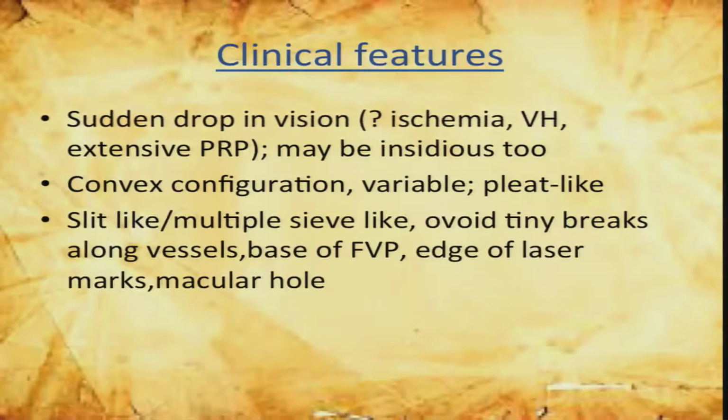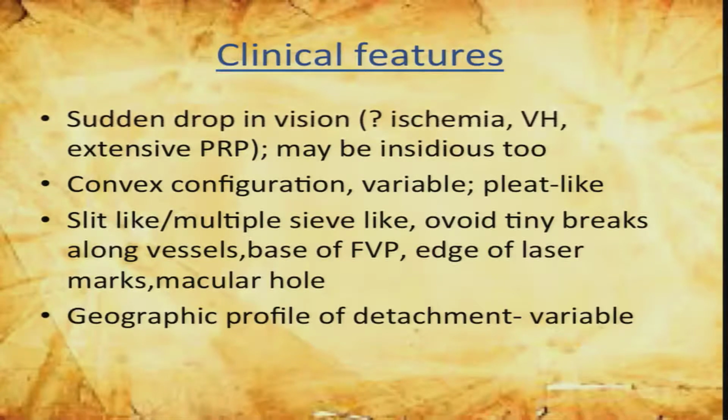What is most important is that this configuration is caused by the development of a break in the retina, and we need to dwell a little on these breaks. They can be obscured by media opacities, retinal folds, or epiretinal tissue covering the openings. They may be slit-like, or multiple and sieve-like, particularly if related to laser marks, or tiny ovoid breaks along the vessels at the base of the fibrovascular proliferations, at the edge of laser marks, or even a macular hole as a cause for combined retinal detachment.